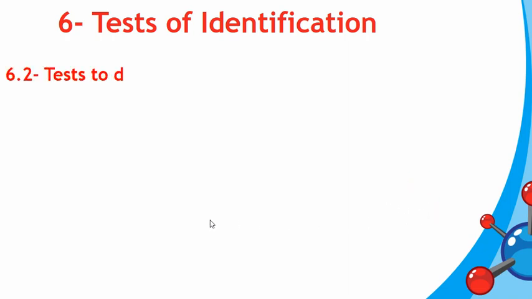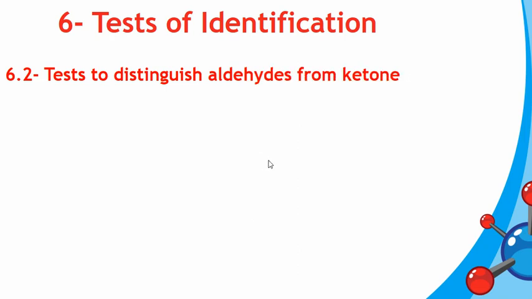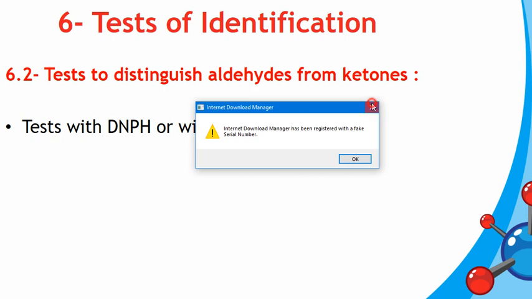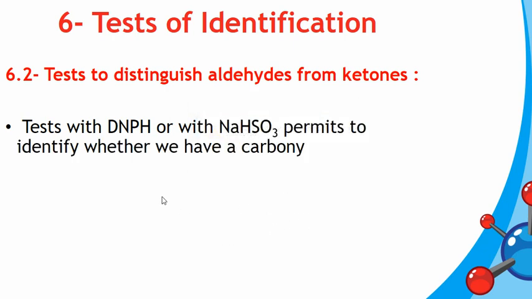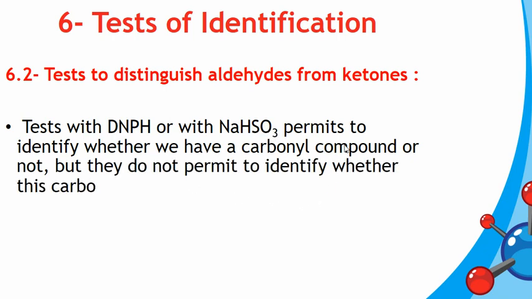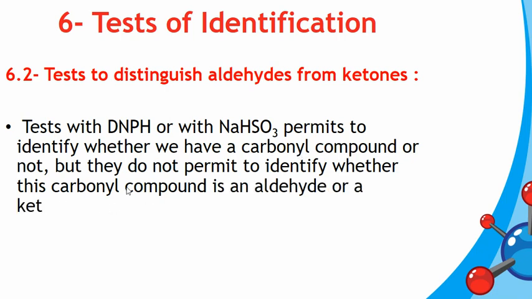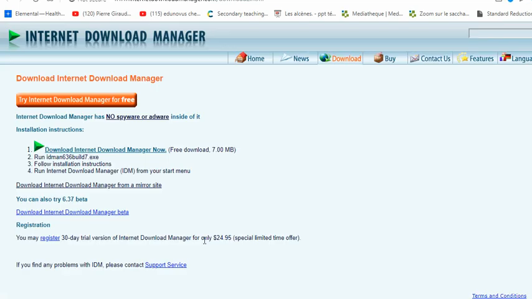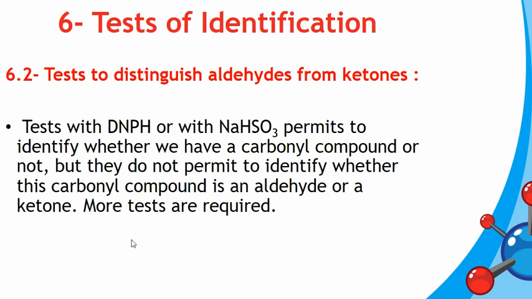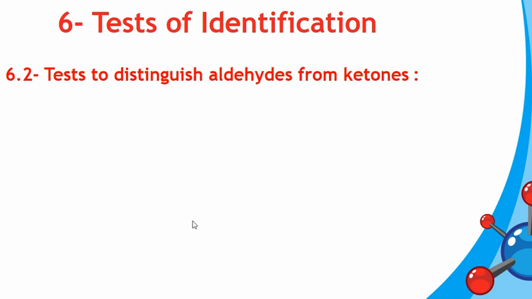How can we distinguish if the organic compound is aldehyde or ketone? We should realize another test to identify whether this compound is aldehyde or ketone. A test with the DNPH or with NaHSO3 permits us to identify whether we have a carbonyl compound or not, but they do not permit us to identify whether this carbonyl compound is aldehyde or ketone. We should realize more tests. Okay, what are these tests?